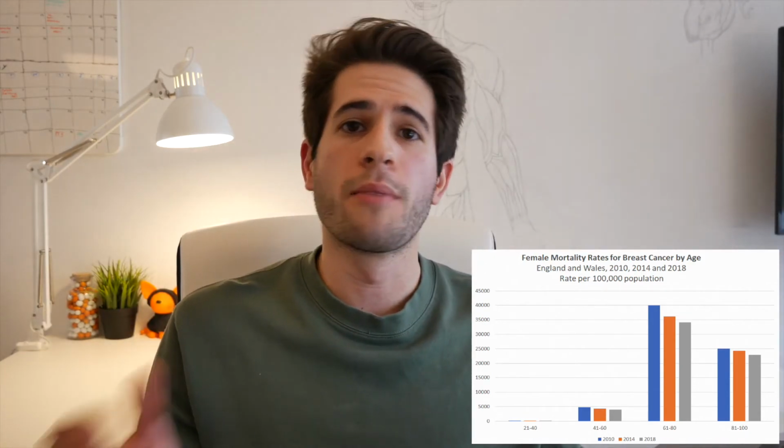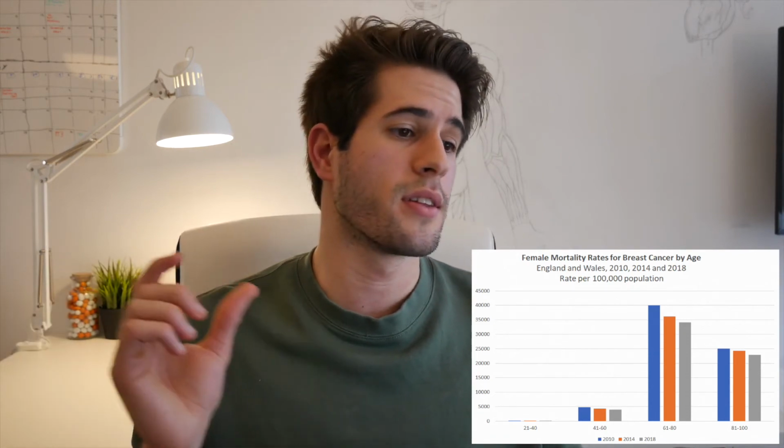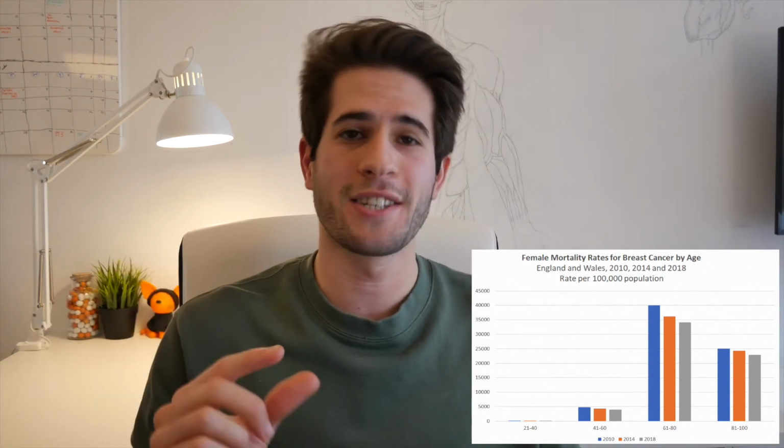We can also see that the mortality rates drop in the eldest age group, so we might expect that as people get older, there's just more and more mortality due to breast cancer. But we see that in the 81 to 100 age range group, there's less mortality than in the 61 to 80. Now this could mean that the risk of getting breast cancer in that age group is lower than the age group of 61 to 80, or that people in this age group have diseases that are leading to their death other than breast cancer.